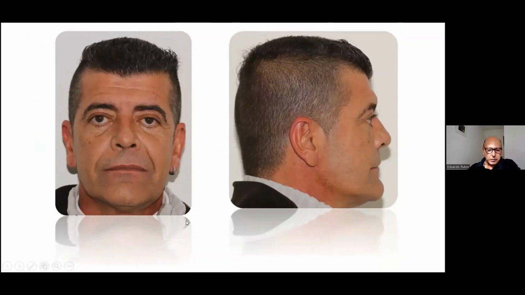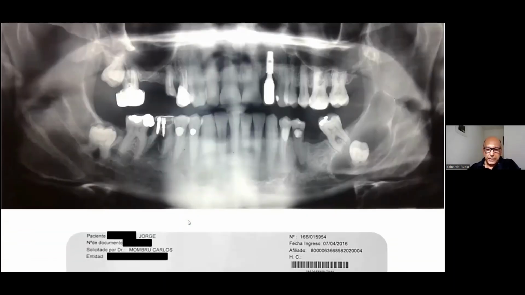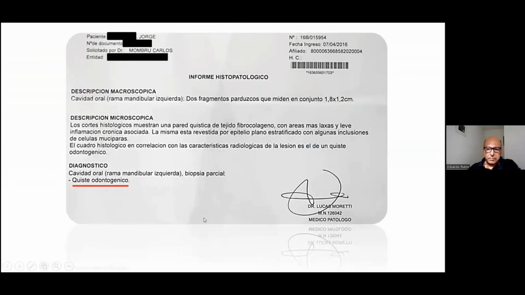Let me show you that was our first case. We have nowadays operated more than 15 cases with this technique. This is an old man who came to our office with a big cyst in the left mandible. We performed a biopsy with local anesthesia, and the result was odontogenic cyst.